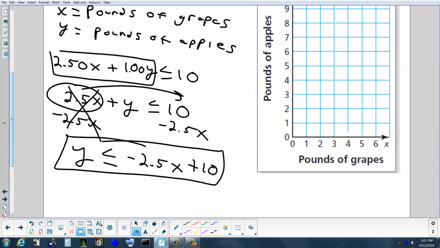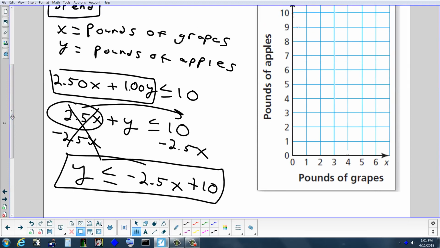Would you just consider the inequality sign an equal sign? Yes, do exactly like it's an equal sign, like we said yesterday. In this particular problem, the word problem doesn't change how you do it. Okay, any other questions on that?